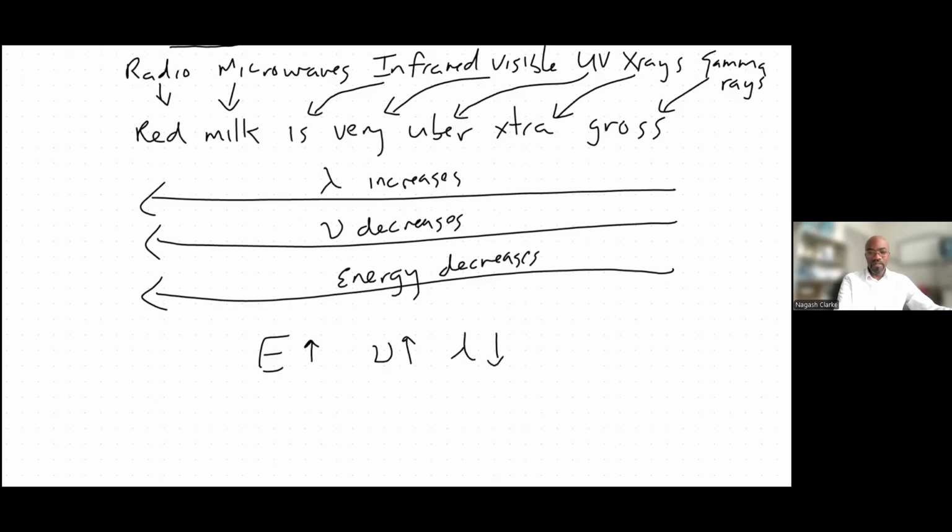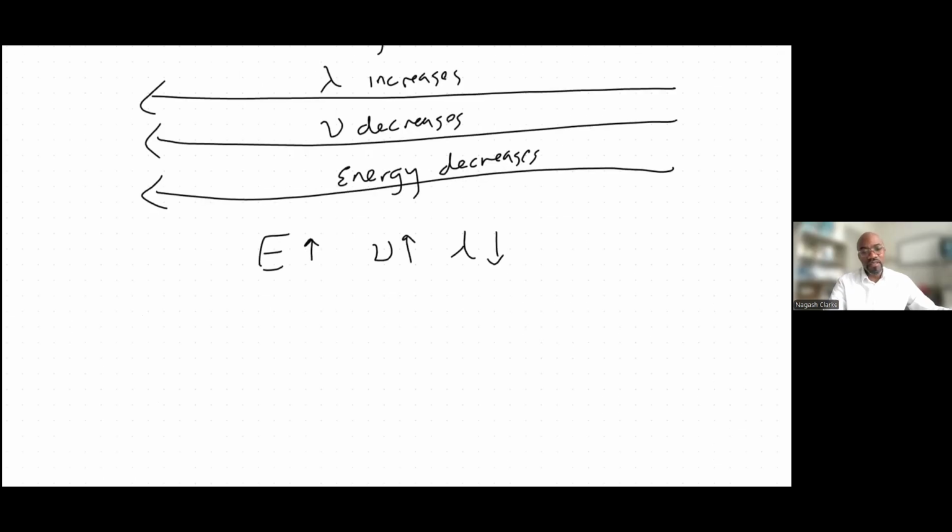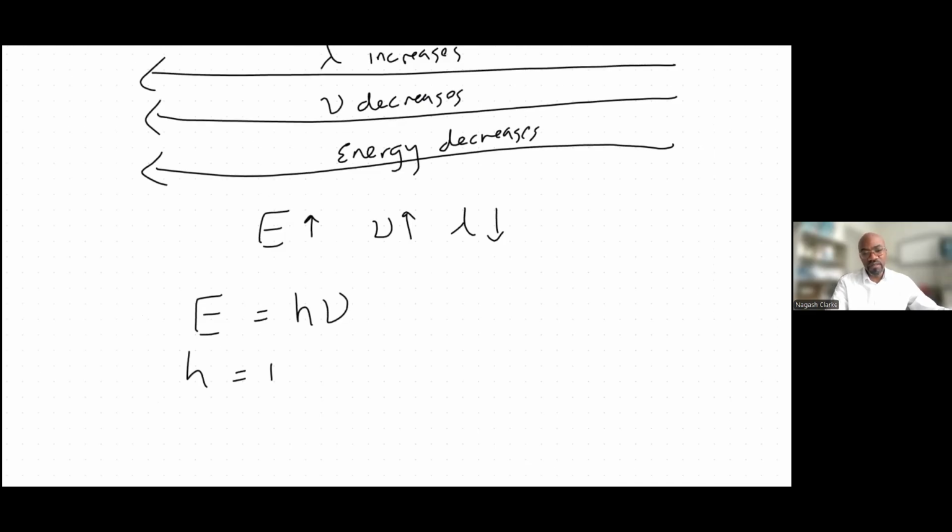Of course, there's an equation for that, and it is E equals h times frequency. h is Planck's constant. So what is Planck's constant? That's typically something that you will be given on a test. You don't have to try to memorize it. It is 6.626 times 10 to the minus 34 joule seconds.